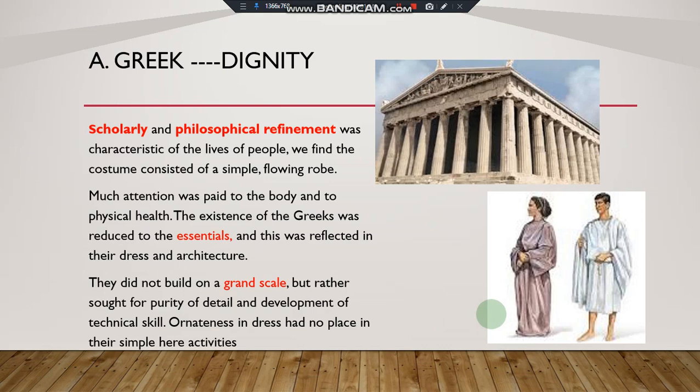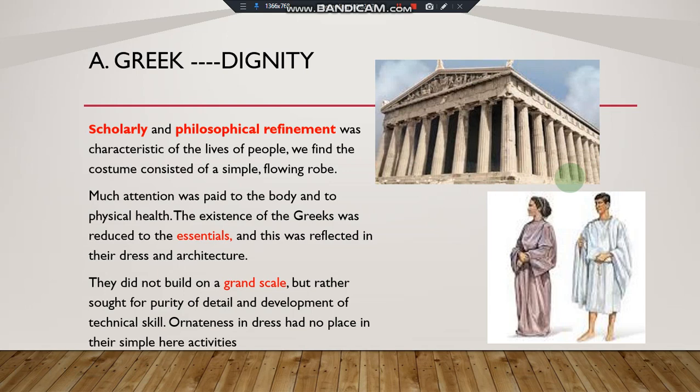So, when you say essentials, iniisip lang nila yung mga bagay that is absolutely necessary. Yung kailangan lang, no? Yung basic or fundamental elements, or the basic characteristic of the building itself, the function. No? So, the existence of the Greeks was reduced to essentials, and this was reflected in their dress and architecture. So, very simple. As you can see, yung kanilang example of the structure, the column and the roofing, then the foundation. So, very simple.